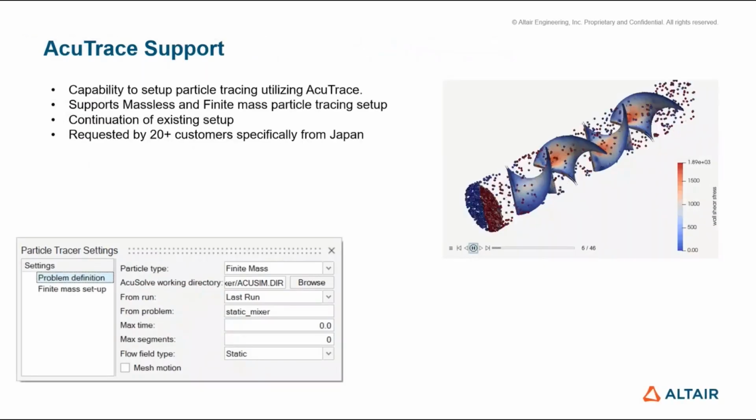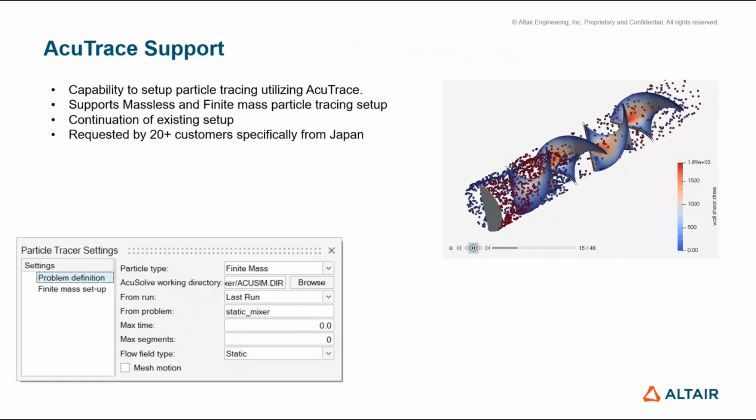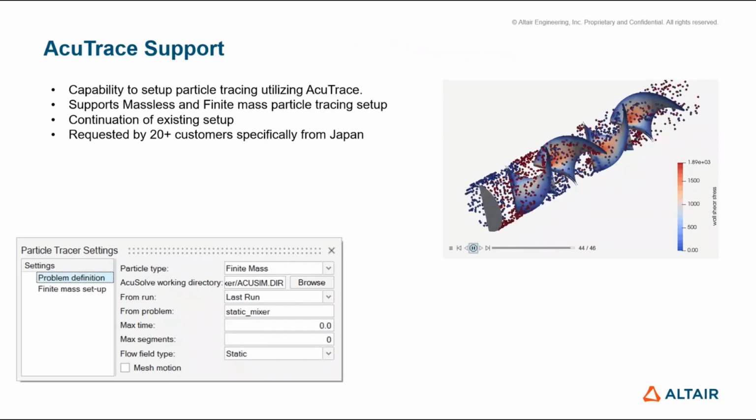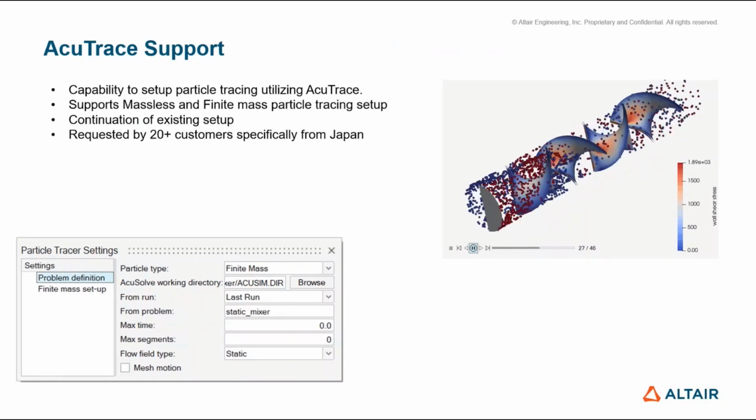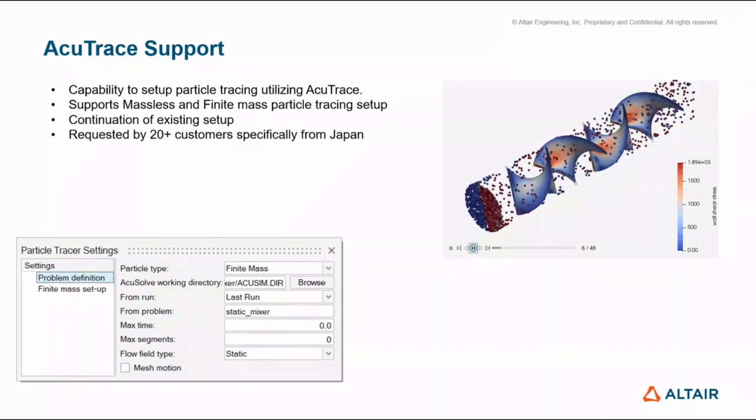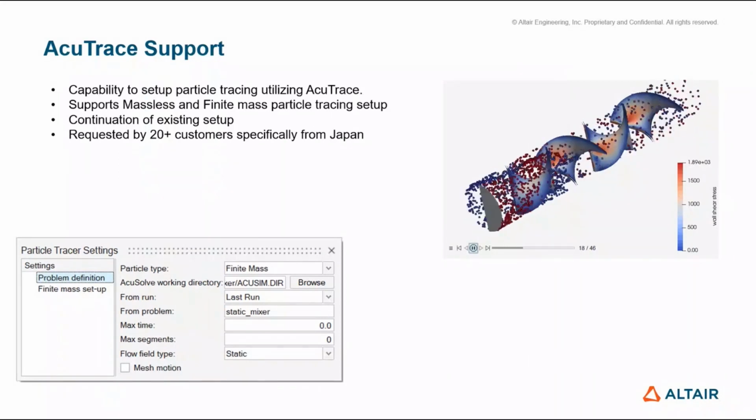We added the capability where you can set up the particle tracing utilizing the AccuTrace. It is a seamless extension to our AccuSolve support. So the user can set up their flow model, and then once the solution is done, they can set up their AccuTrace. It was requested by 20 plus customers, specifically from the Japan region, and there are already a couple of other customers lined up, who are not already using this.